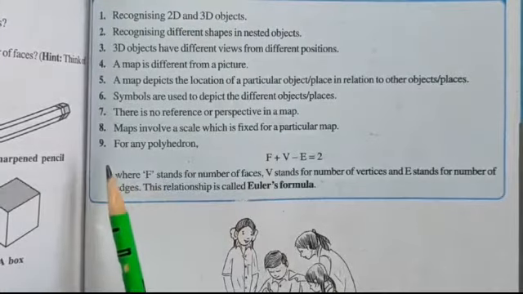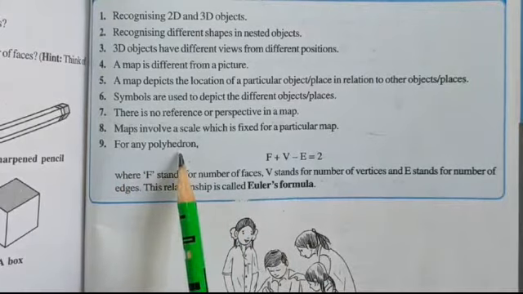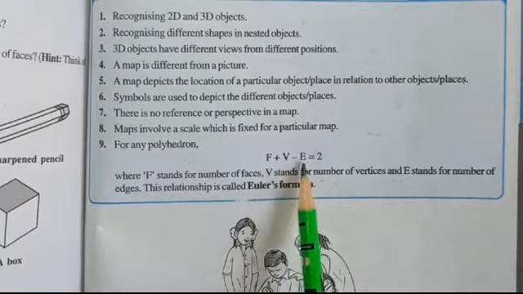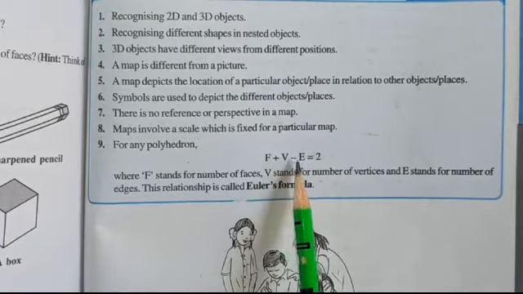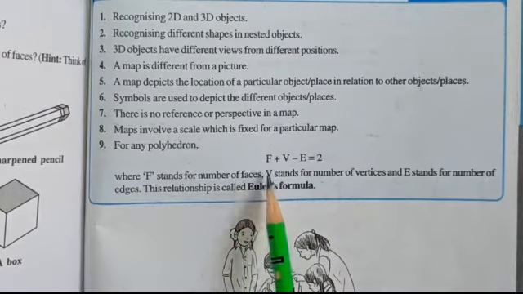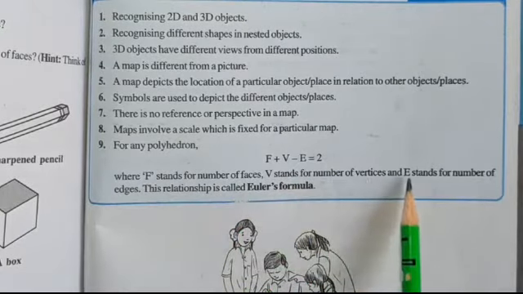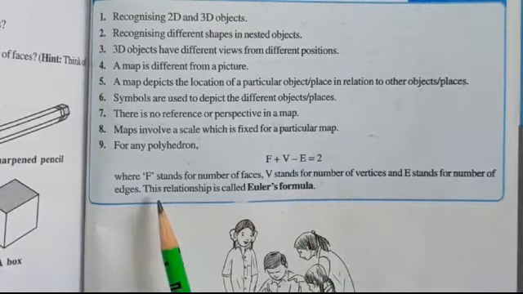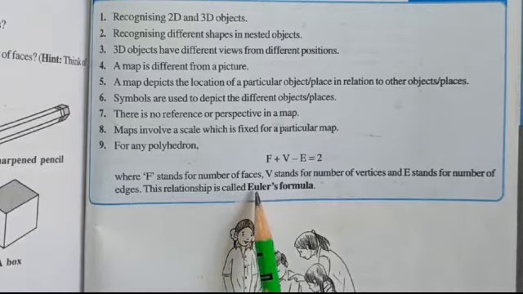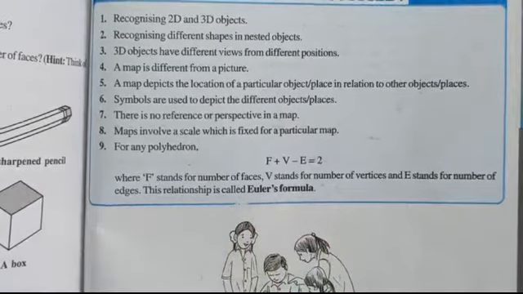Now let's learn one formula for any polyhedron. This F is face, this V represents vertex, and this E represents edge. F plus V minus E will be equal to 2, where F stands for number of faces, V stands for number of vertices, and E stands for number of edges. This relationship is called Euler's Formula.